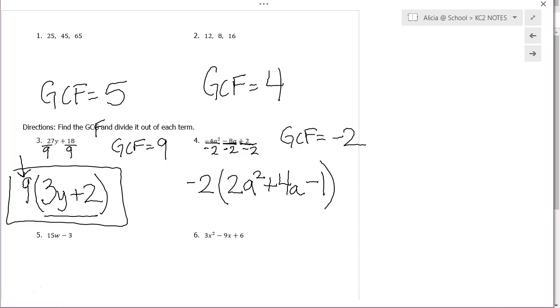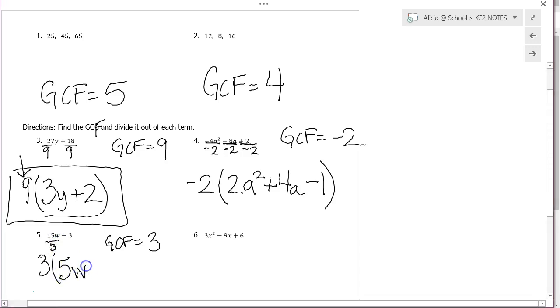Alright, next example. I have 15w minus 3. Well, 3 is a smaller number. The only things that divide 3 are 3 and 1. So can 15 be divided by 3? Yes, it can. So my GCF then is 3. I'm going to divide each of these by 3. So 15 divided by 3 is 5. Don't forget my w. Negative 3 divided by 3 is a negative 1. And then I remove my greatest common factor, so I have 3 times the quantity 5w minus 1.